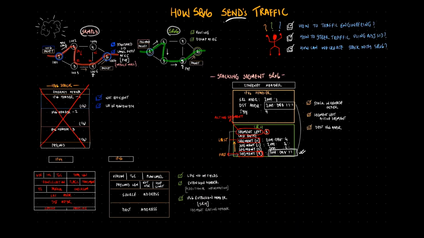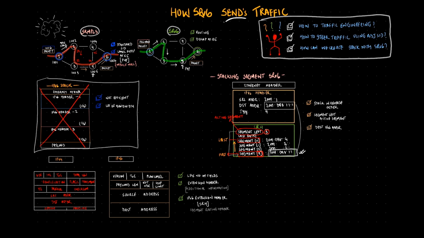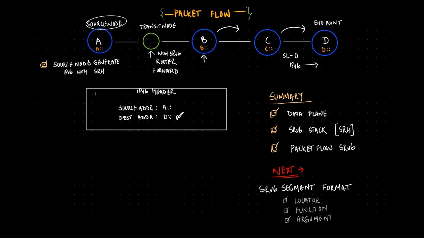So we discussed the data plane, SR, MPLS. We discussed how traffic engineering works and how we can stack it. We also discussed stacking using SRh, and then we saw the packet flow between A and D.